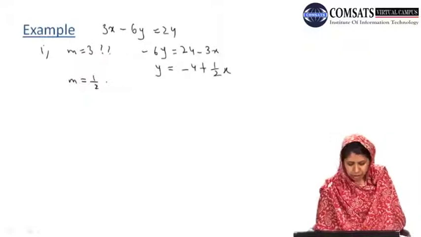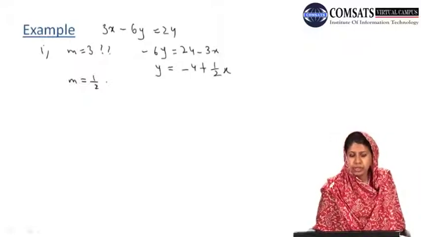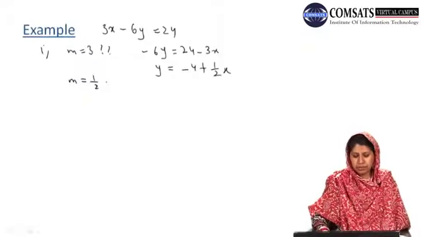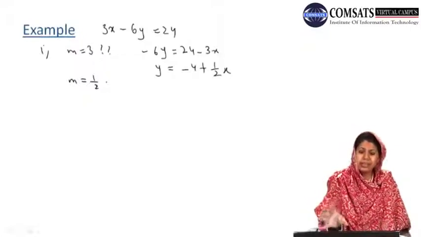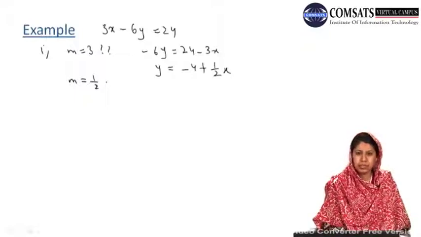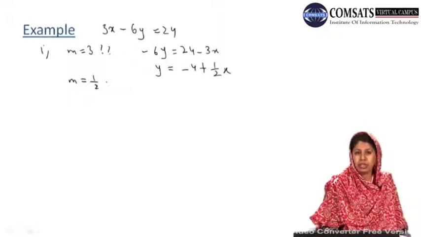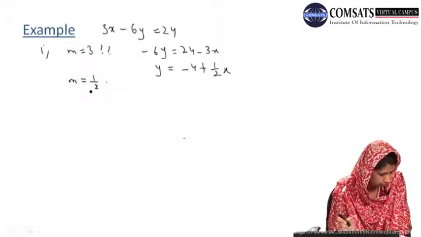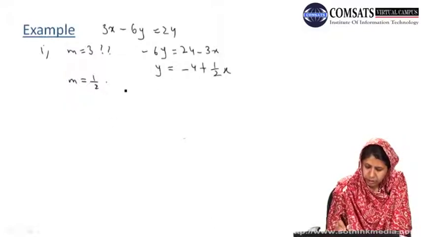So whenever we are given an equation of a line and we are asked to find the slope, the first thing we have to do is rewrite the equation in the general form, that is y is equal to mx plus k, and from there we can easily recognize what is the value of m and what is the value of k. Okay, and the intercept is 0, minus 4.